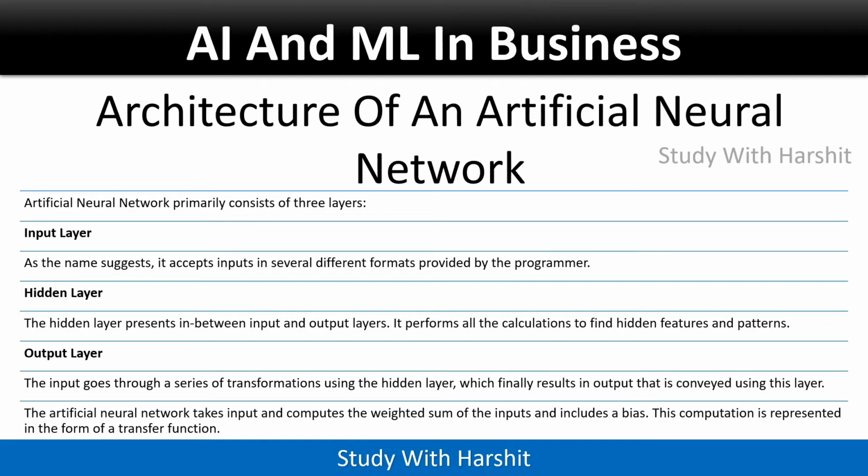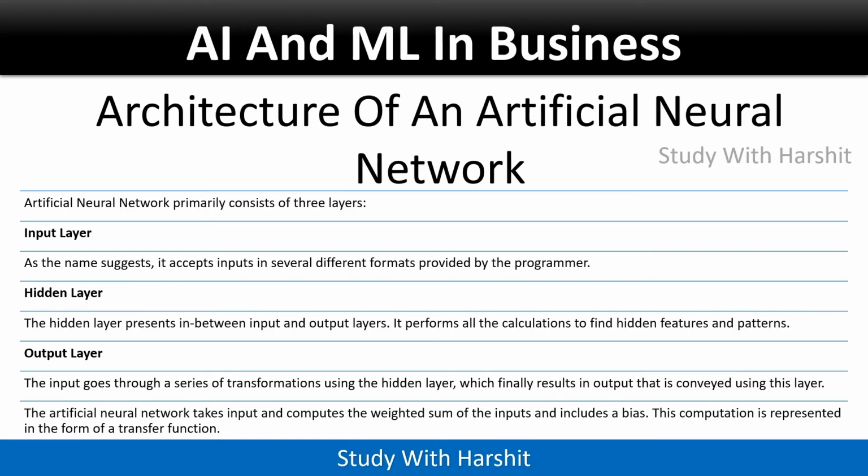The input goes through a series of transformations using the hidden layer, which finally results in output that is conveyed using this layer. The artificial neural network takes input and computes the weighted sum of the inputs and includes a bias. This computation is represented in the form of a transfer function.